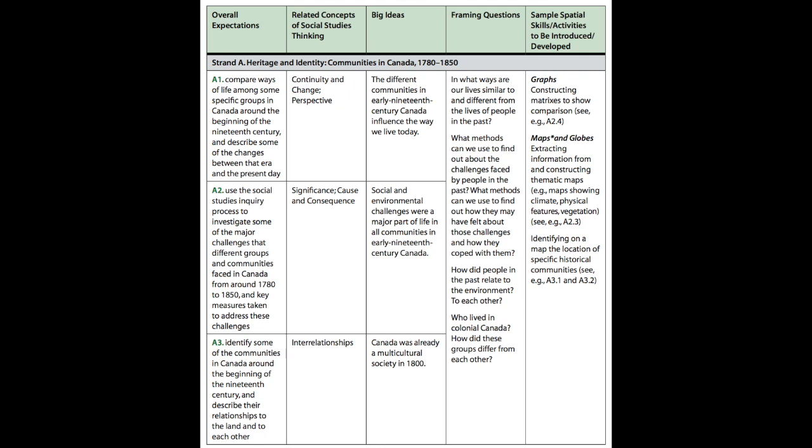Referring back to page 8, connecting the pieces in the Ministry of Education document, when planning my unit, I need to look at the framing questions, overall expectations, and specific expectations. The framing questions for grade 3, strand A include: in what ways are our lives similar to and different from the lives of the people in the past, and what methods can we use to find out about the challenges faced by people in the past?